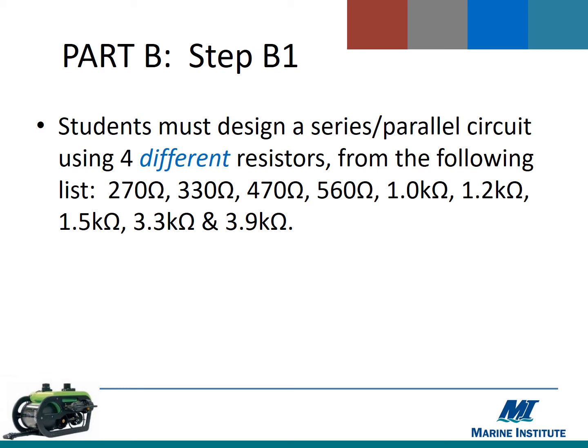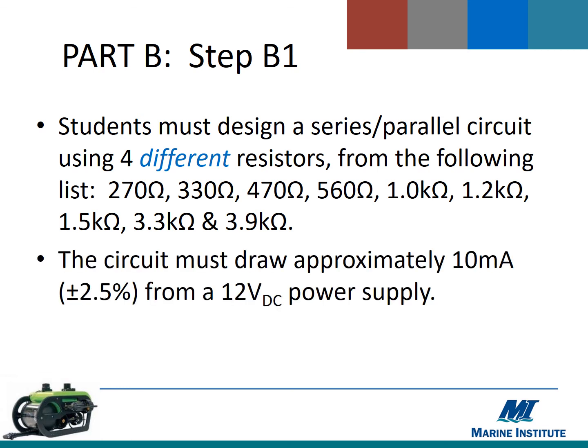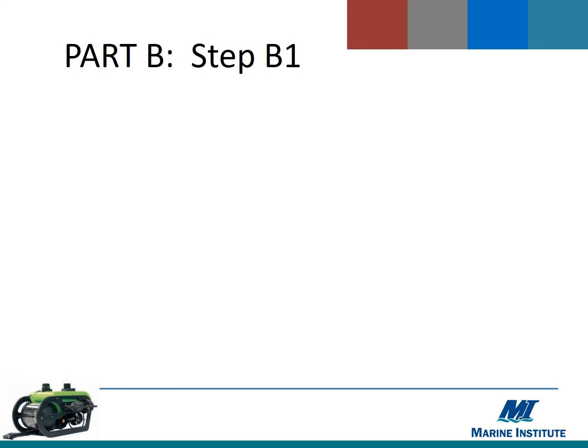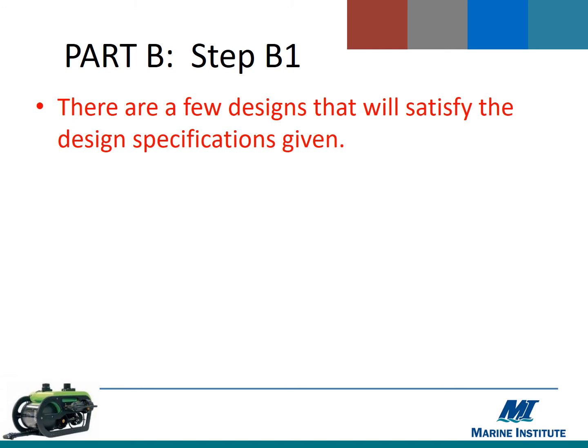And we want you to pick 4 of those values and come up with a series parallel circuit which contains 4 resistors, with different values, that will draw approximately 10 milliamps from a 12-volt DC power supply. And so we gave you a 2.5% plus or minus error there, so that there's one design that will give you exactly 1200 ohms using those resistors, and there's some other designs as well. There's one where I think you can get 1210 ohms, and so that meets our plus or minus 30 ohms, right? And so if you use Ohm's law, 12 volts divided by the 10 milliamps suggests 1200 ohms. And so if we got you within plus or minus 30 ohms, I think that means that there are a few different designs that will satisfy the design specifications given.